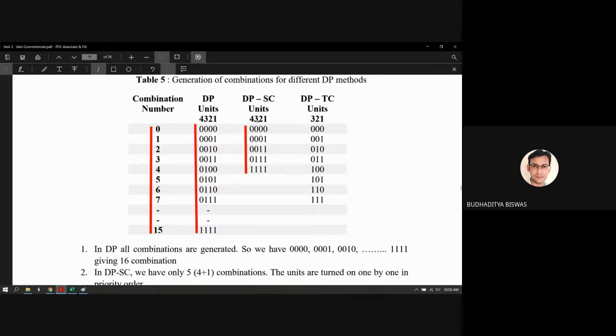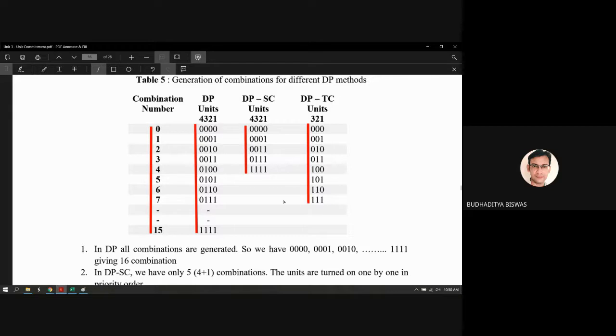Here we are using units 3, 2 and 1, and these are our possible combinations, starting from 0, 0, 0 to 1, 1, 1. That means there are 8 possible combinations, but 0, 0, 0 is not generally used. So a total of 7 combinations are there, and among these 7 combinations we need to find our optimum solution.